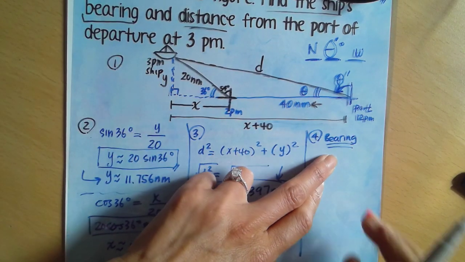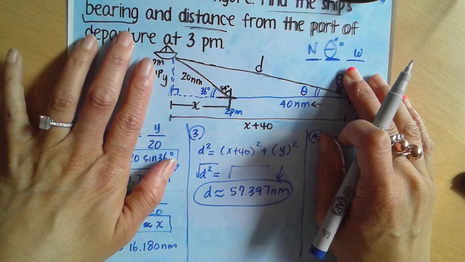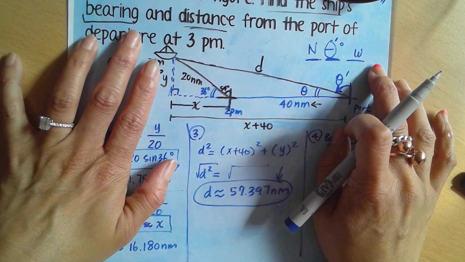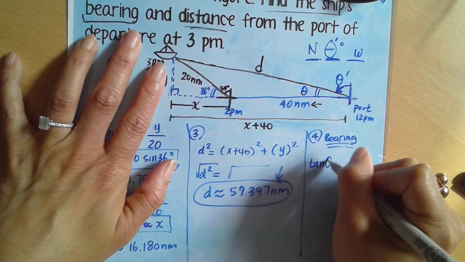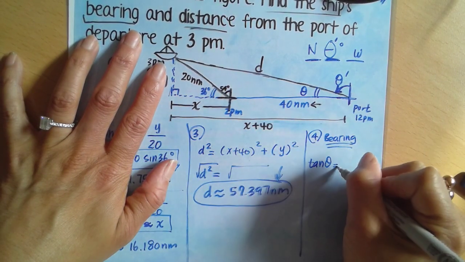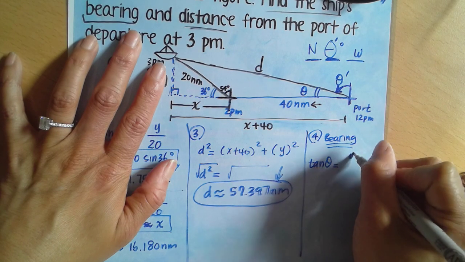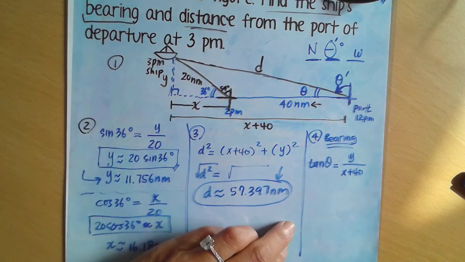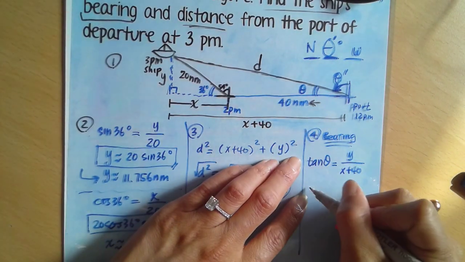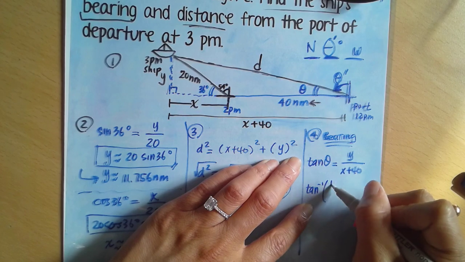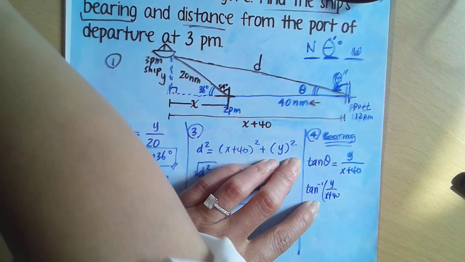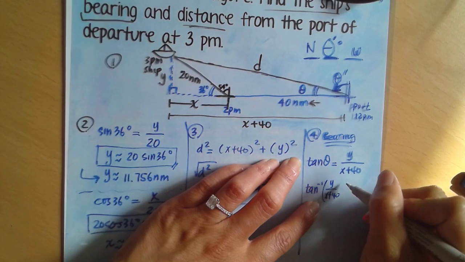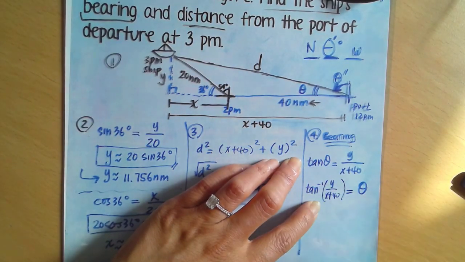Okay? So let's go here. Well, we know everything about this right triangle except for this guy here. So what are we going to do? We're going to use tangent, huh? Tangent of theta, I don't know what that is, what? It's going to be y, this whole thing, y over x plus 40. So that means the angle is going to be inverse tangent of y over x plus 40, right? So if it's y over x plus 40, that is equal to our angle here.